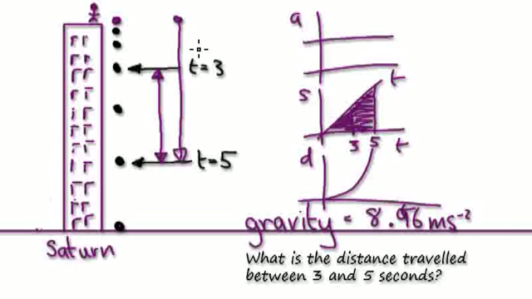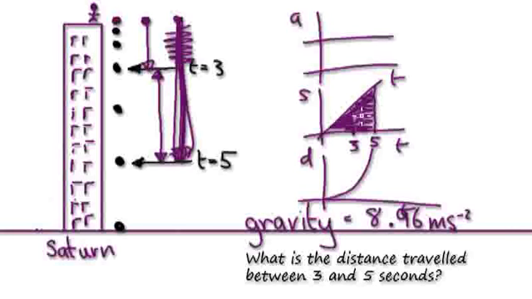Suppose you work out the whole distance from zero. Work out the distance traveled between 0 and 5 seconds. That will give you this whole distance here, and then you would work out the distance traveled from here to here, and take away this bit here. So it's just like working out the whole area here from 0 to 5, and then taking away the area between 0 and 3.